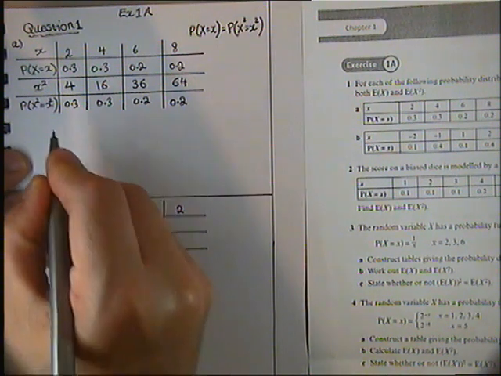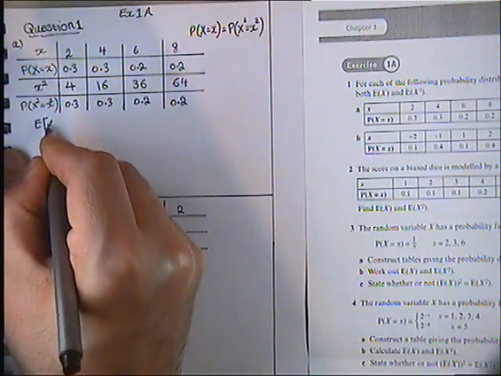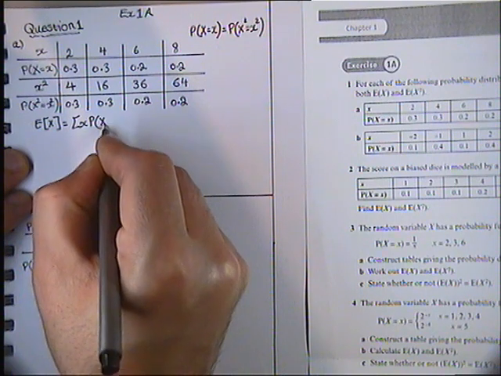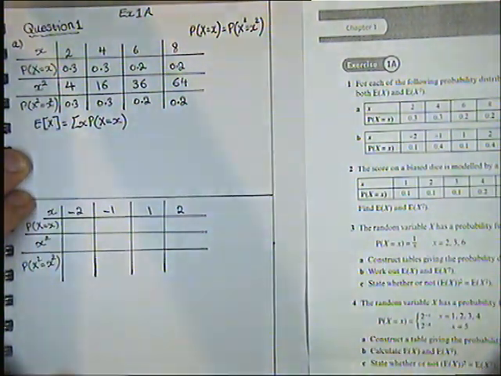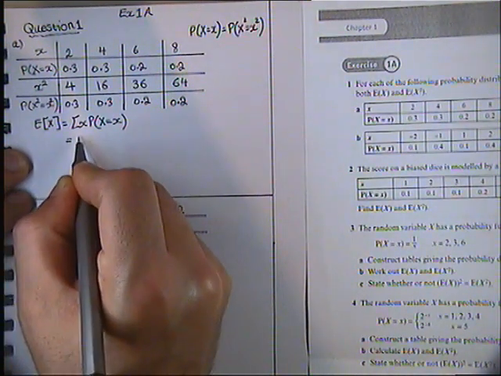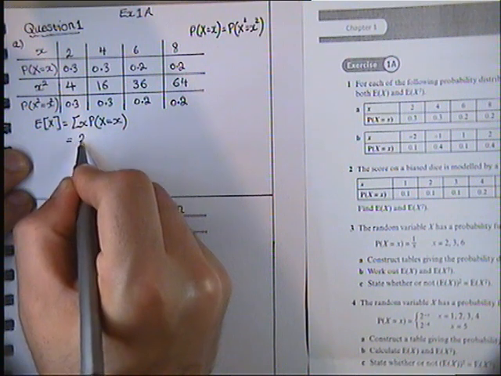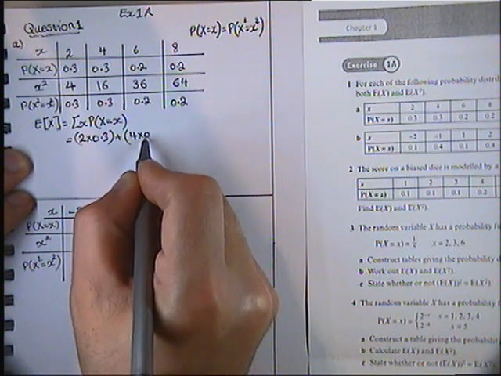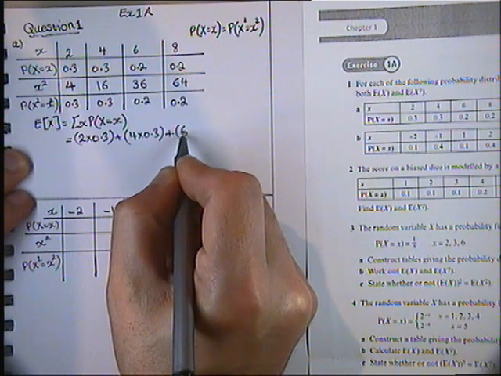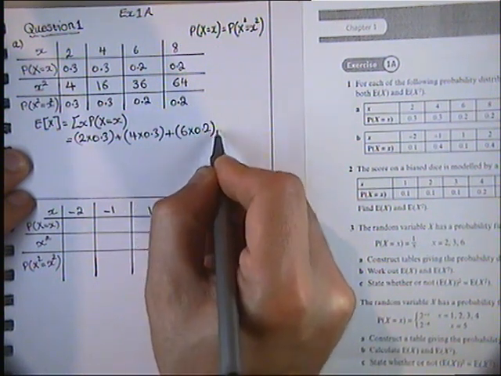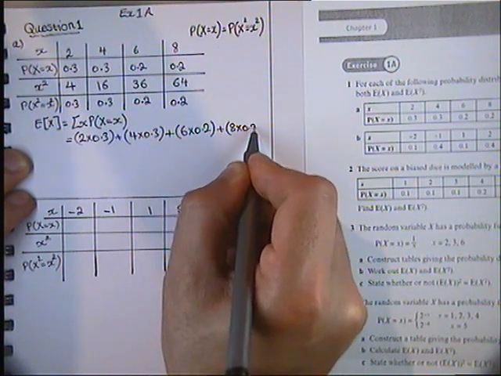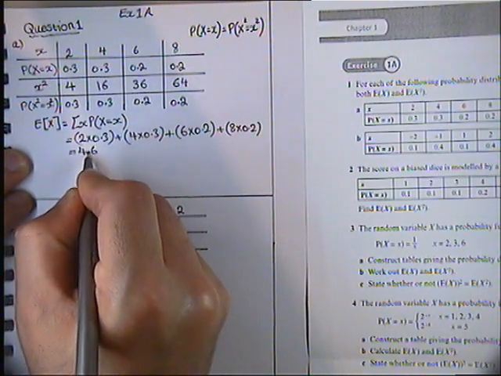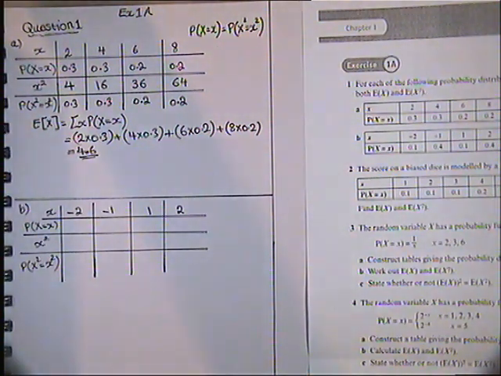Okay, let's write down the formula for E of x first. E of x is equal to the sum of x times the probability of random variable x equals x. Which is, for the first case, 2 times 0.3, add 4 times 0.3, add 6 times 0.2, add 8 times 0.2, which is equal to 4.6. So the expected value is 4.6.